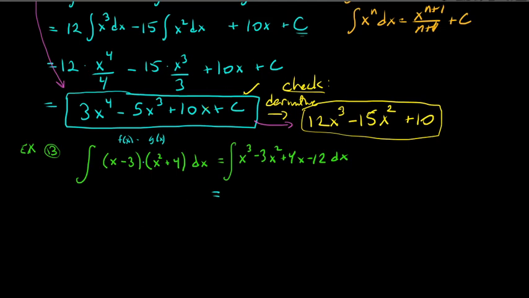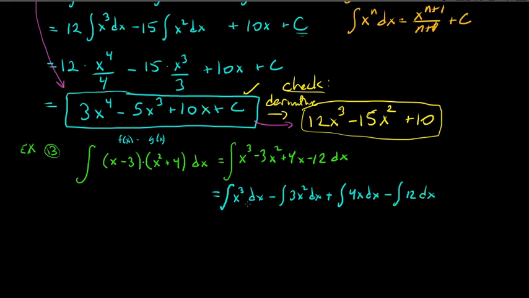Okay, so I just cleared some space here. So now let's just do each integral separately. The integral of x to the 3 with respect to x, minus the integral of 3x squared, again with respect to x, plus the integral of 4x with respect to x, minus the integral of 12 with respect to x, dx.